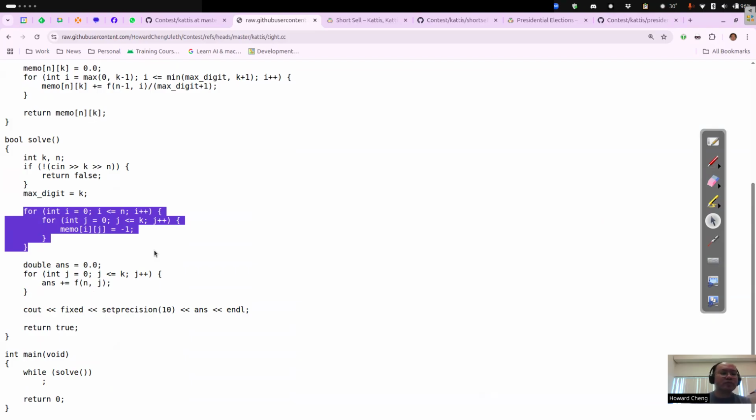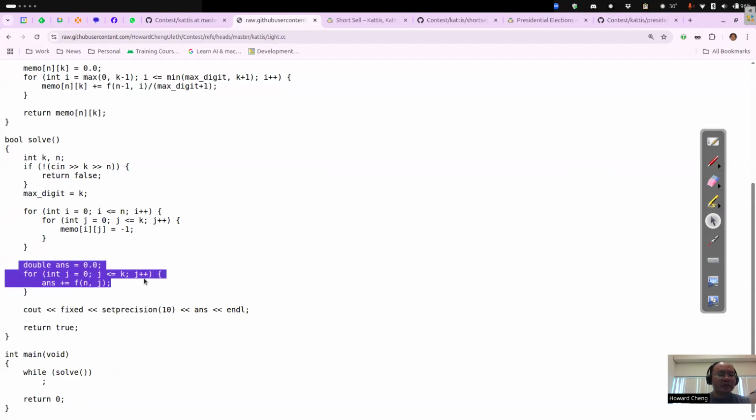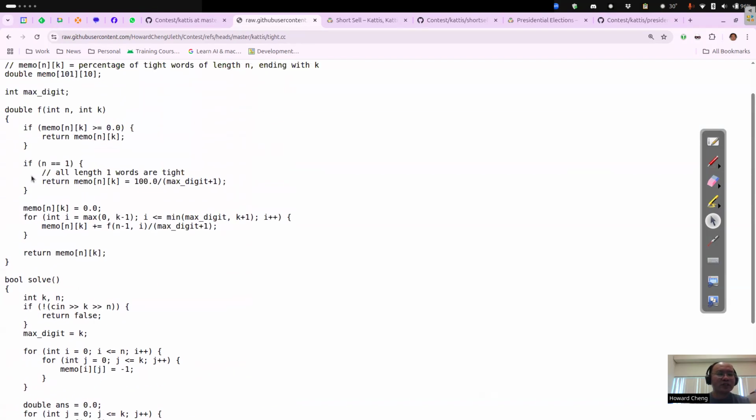Okay, so that's the idea. I make sure that at the beginning nothing is computed. Then I call f of n for each ending digit and add up the answer, and then at the end print the answer. So how do I do this? First, I check if the table entry has been computed. So if it's not -1, if it's bigger than or equal to 0, that means I already computed it. So I just return it.